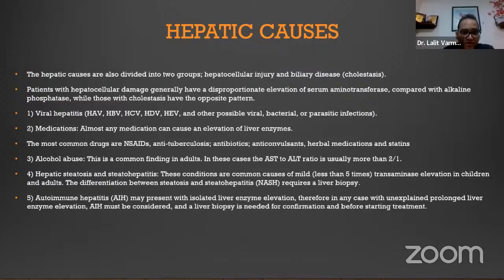Now, when we talk about hepatocellular injury, then definitely a viral hepatitis like HAV, HBV, HCV, D, and E, and other possible hepatotropic viruses is what we call them, including malaria, dengue, CMV, EBV, can all have this rise. Medication, almost any medication can cause an elevation of liver enzymes. The most common drugs, as I said in the earlier slides, are NSAIDs, anti-tubercular drugs, antibiotics. It can be Augmentin, azithro, anyone, anticonvulsants, and Chinese herbal medication.